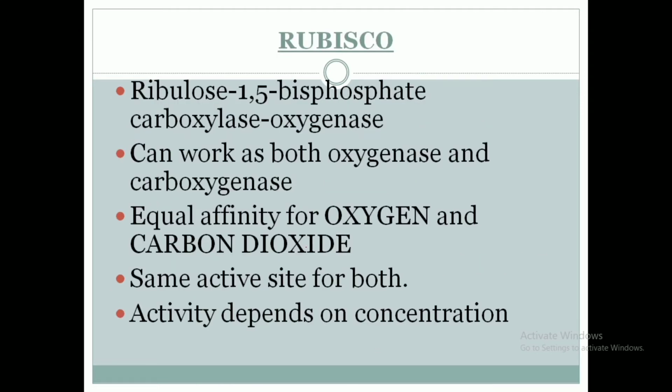So let's talk about the enzyme Rubisco, which stands for ribulose 1,5-bisphosphate carboxylase oxygenase. This enzyme plays a very important role in the initial step of the Calvin cycle. This enzyme can work as both oxygenase and carboxylase. That means this enzyme can work in the presence of both oxygen and carbon dioxide. Also a point to remember is that the enzyme has equal affinity for both of the molecules.